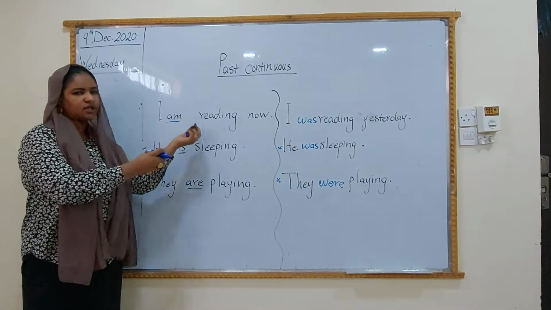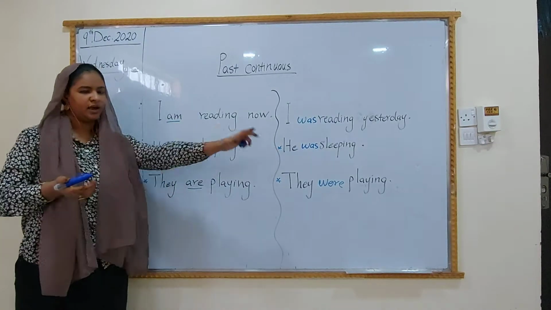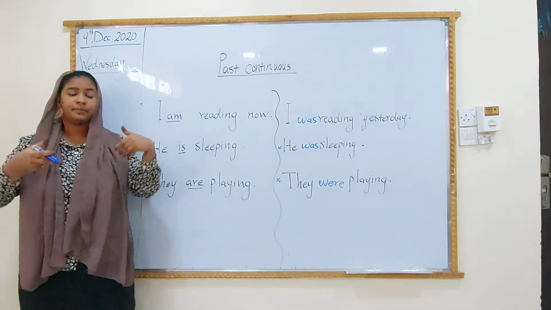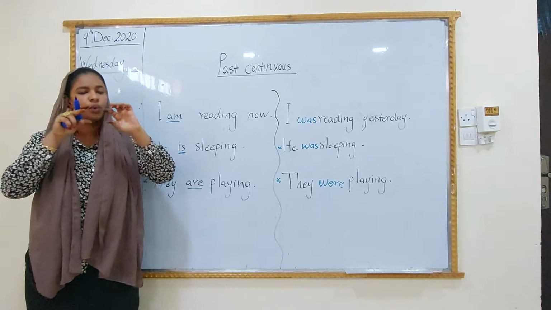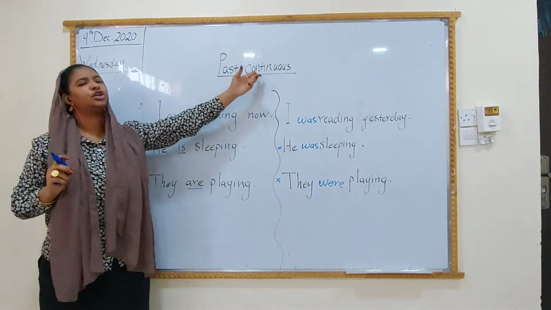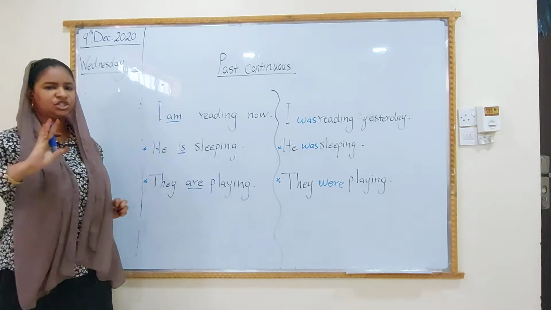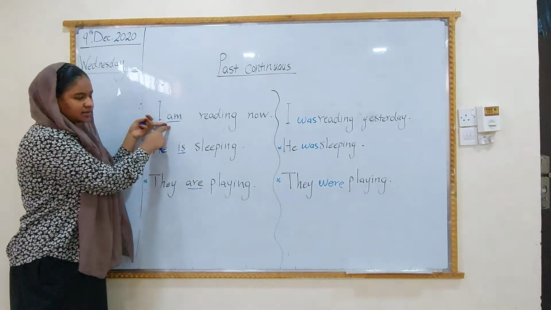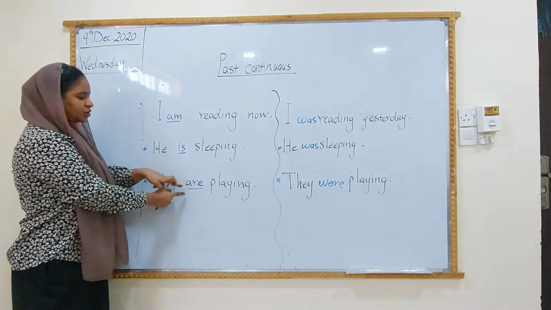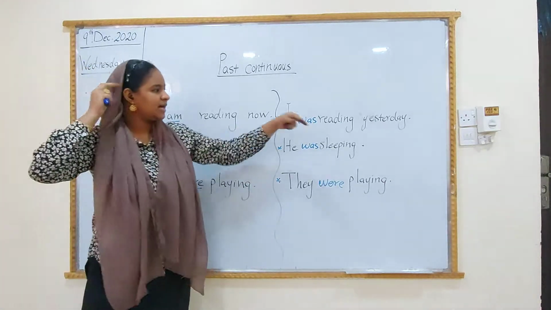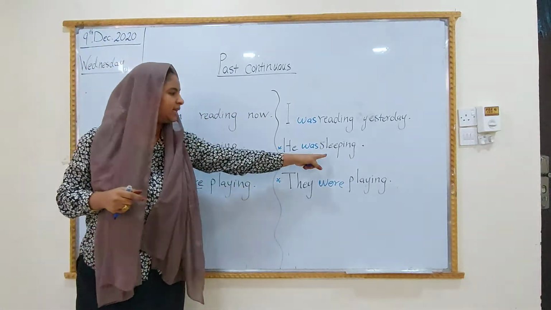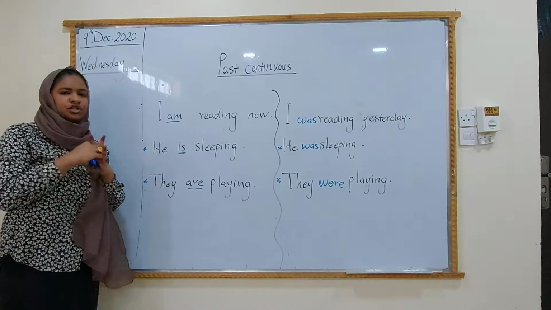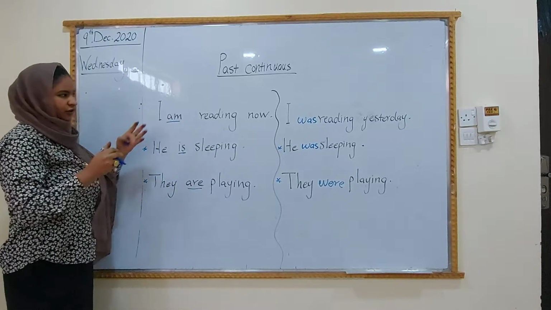So these sentences are happening in the present. This is the present continuous. I am reading, you are listening, they are playing, they are eating. But when I want to speak about things that happened in the past but took a long time, we use the past continuous. We just change "is" and "are" to the past. The past of "am" is "was". The past of "is" is "was" too. The past of "are" is "were". I was reading yesterday. He was sleeping. They were playing.